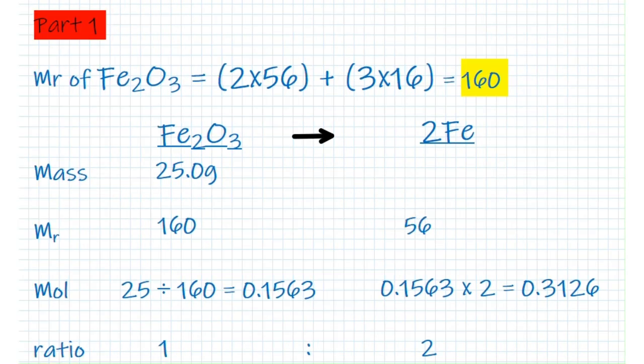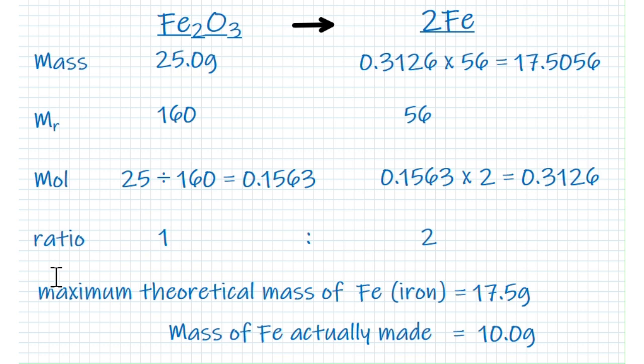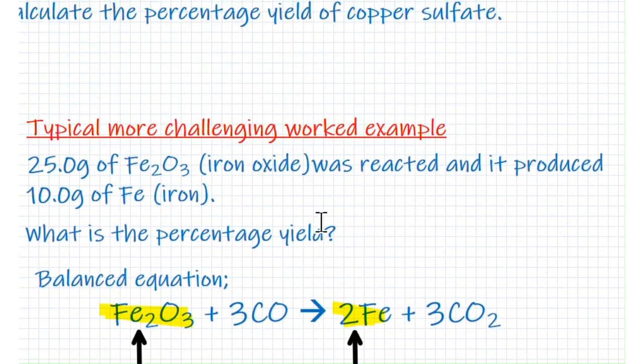That gives us a theoretical mass, if we round it up to 3 sig figs, of 17.5 grams. That's what we should get, 100%. Just jot that down. The maximum theoretical mass of iron is 17.5 grams. From the question, the mass of iron actually made was 10 grams.